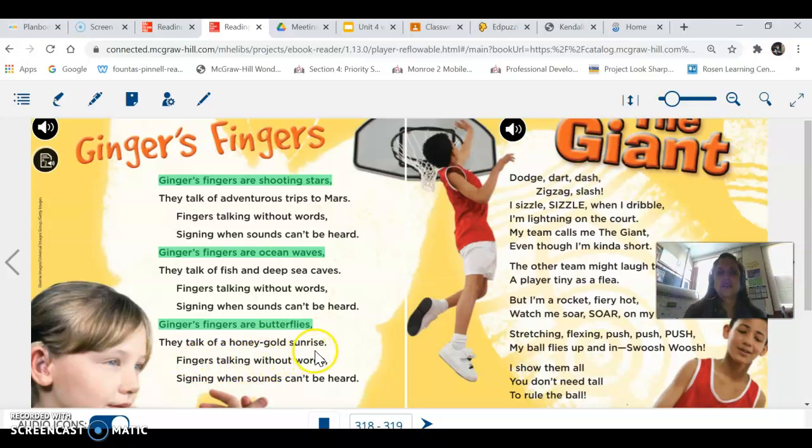They talk of a honey gold sunrise, fingers talking without words, signing when sounds can't be heard.